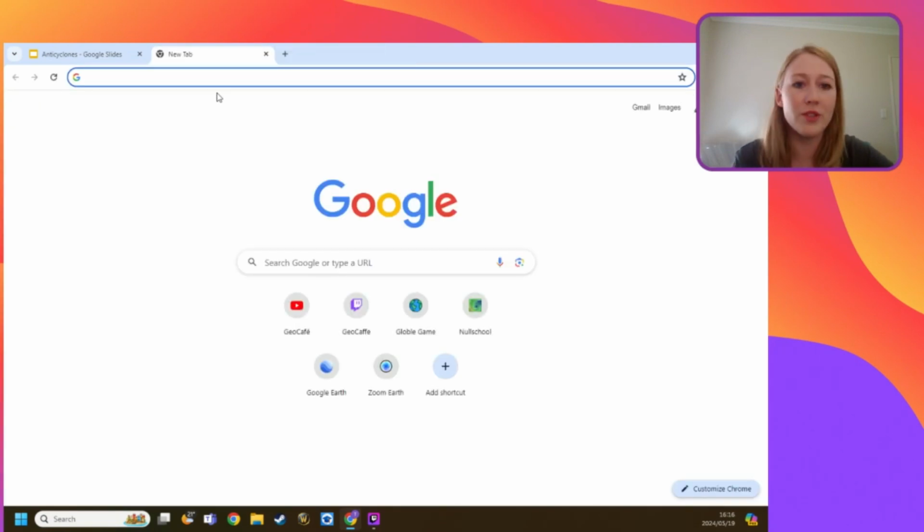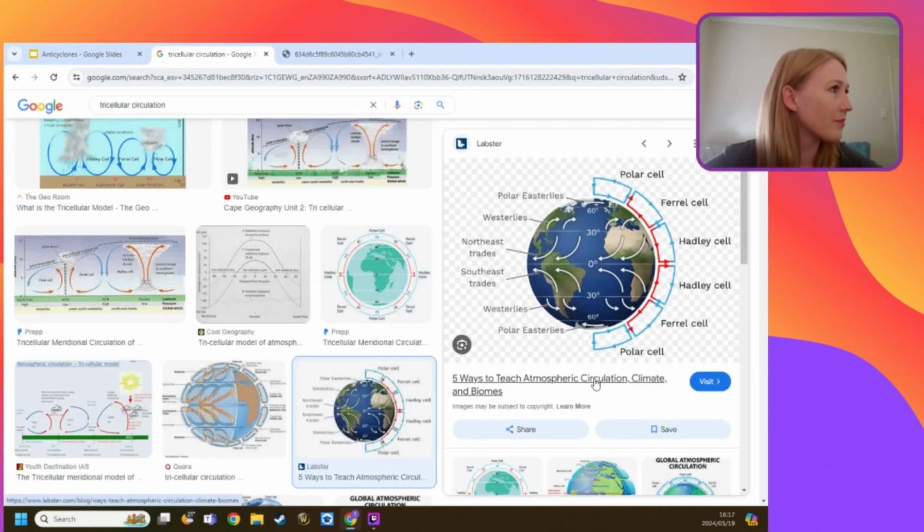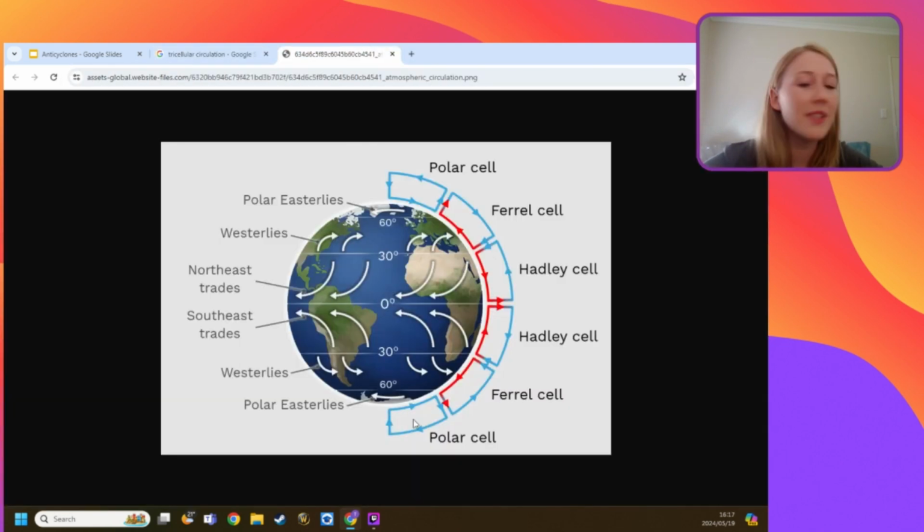Then the other thing that I wanted to show you is called the tricellular model. It's a model that explains the circulation of the air throughout the whole atmosphere. The main reason why I wanted to pull this up is I want you to take a look at which way the air moves vertically. So here we have rising air.